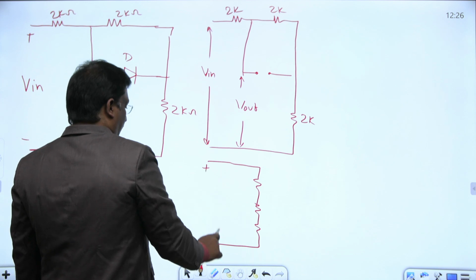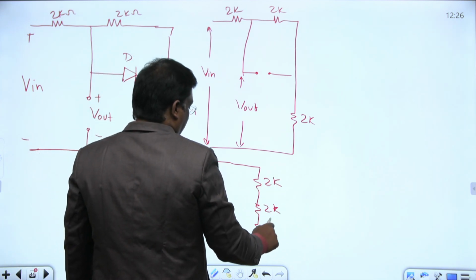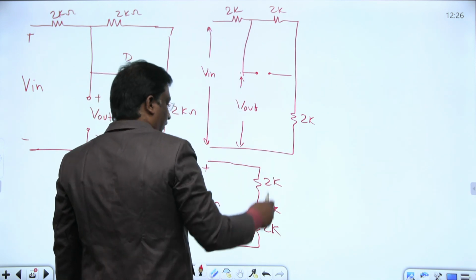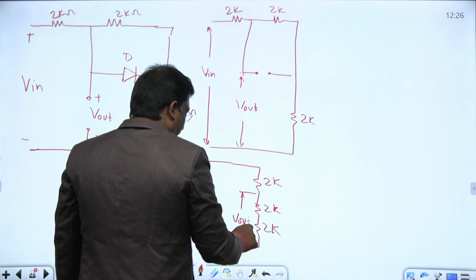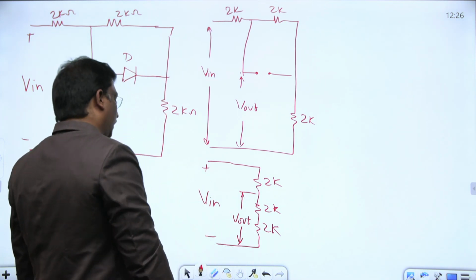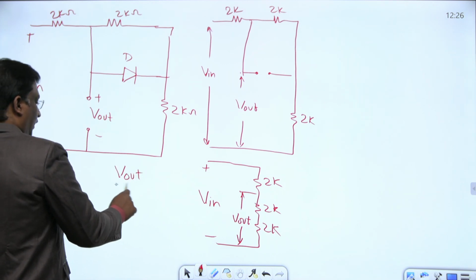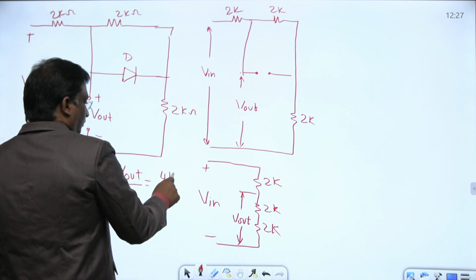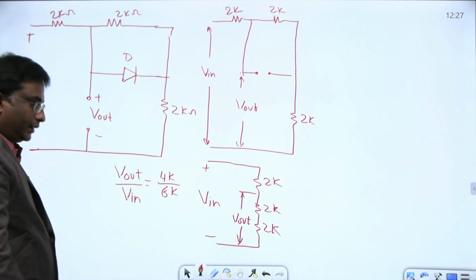This seems like, notice here, this is 2K, 2K, 2K, 2K, 2K. This is V in, from here to here. V out from here to here is nothing but here to here. This is the V out. Right now, can you please tell me what is this V out by V in? By the voltage division rule, it is 4K by 6K total resistance, or 4 by 6. Okay, 4 by 6.